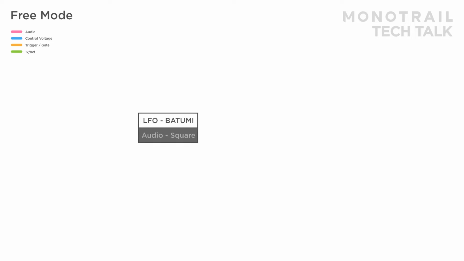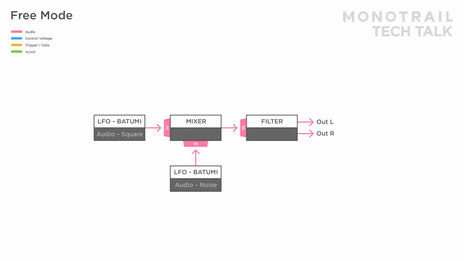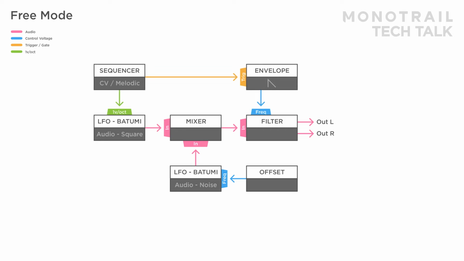Here, a square wave LFO is used as oscillator, sent through a mixer and filter. Another audio rate LFO is set to random voltages, which creates noise at audio rates, and this is sent to the mixer as well. A manual offset voltage is used to modulate the frequency of that LFO to increase the pitch of the noise. The oscillator is sequenced and an envelope is modulating the filter.